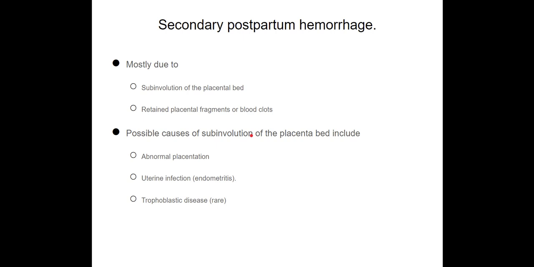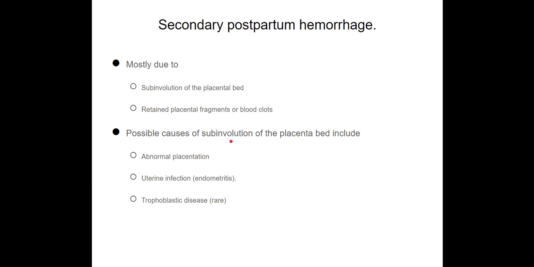So let's talk about secondary postpartum hemorrhage. The most common cause is due to subinvolution of the placental bed. The placental bed is supposed to start reducing in size and shrinking, but this may not occur. The shrinkage is supposed to occur alongside the involution of the uterus to its pre-pregnancy size. It could also be due to retained placental fragments or even blood clots.